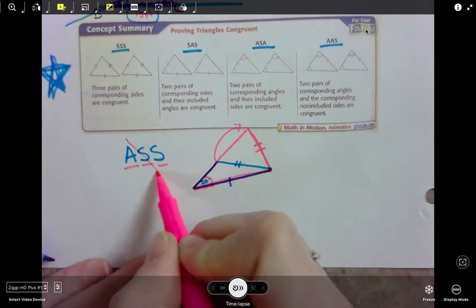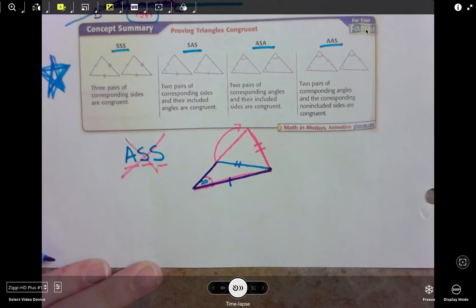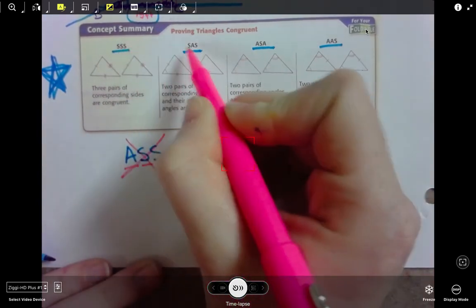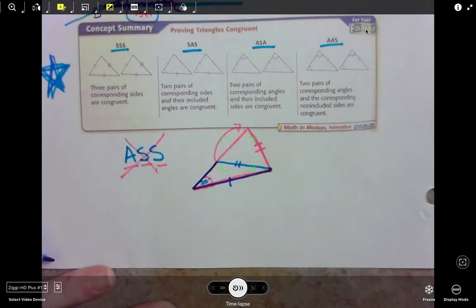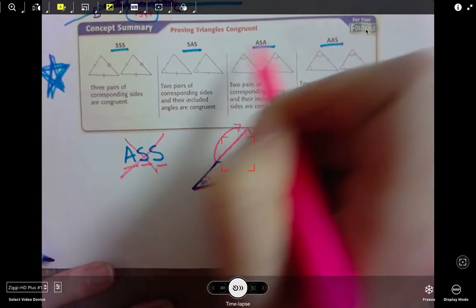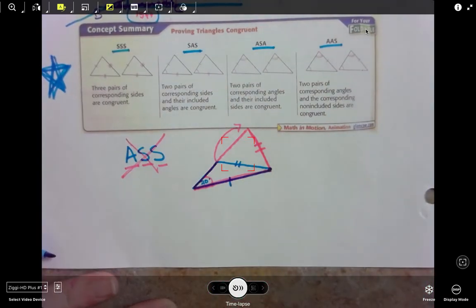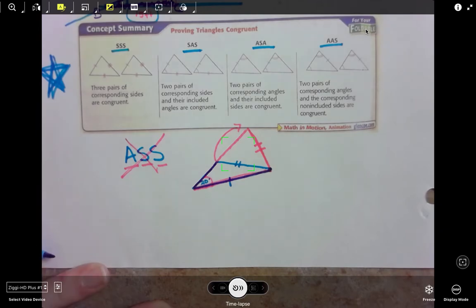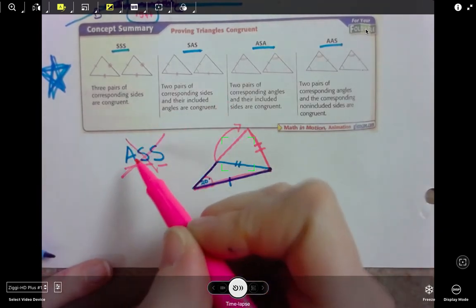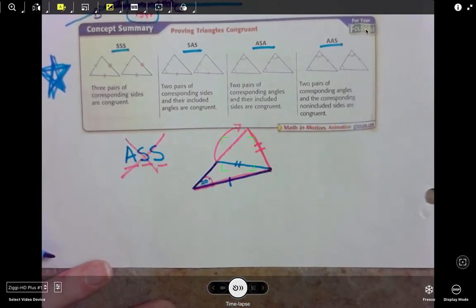So angle, side, side is not a way of showing that triangles are congruent. Only these 4: side, side, side; side, angle, side; angle, side, angle; and angle, angle, side. If those 3 elements on each one match up, those triangles have to be exactly the same. They have to be congruent. Not the same with angle, side, side. So ASS does not work. All right? And there you go.